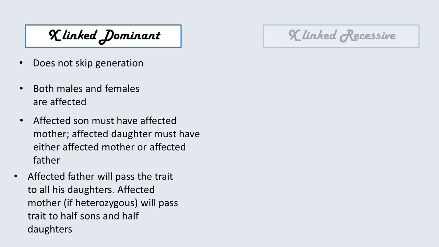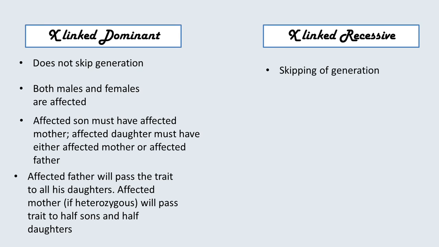The next one we are having is the X-linked recessive. In the case of X-linked recessive, there is a skipping of generation. So you can notice the pattern that we are actually looking into. In the case of a dominant trait, that is X-linked dominant or autosomal dominant, there is no skipping of generation. However, if it is a recessive trait, that is X-linked recessive or autosomal recessive, we see that there is skipping of generation. So this one is very common, that is skipping of generation.